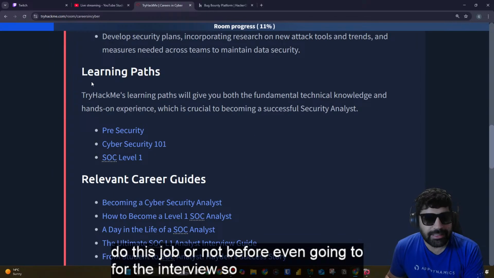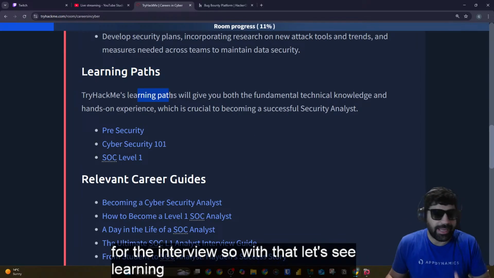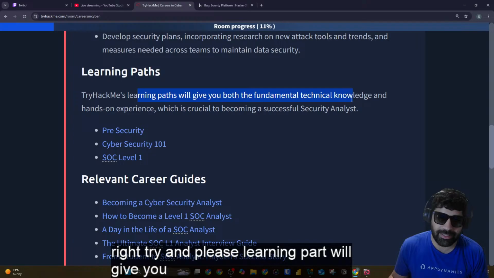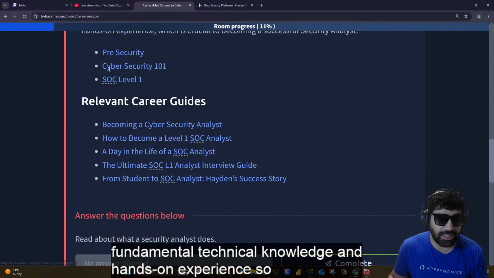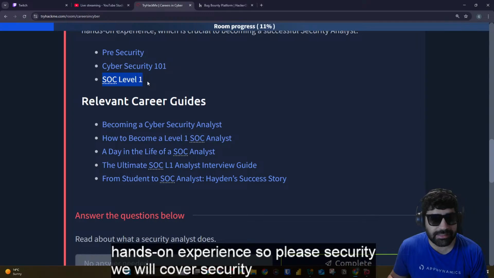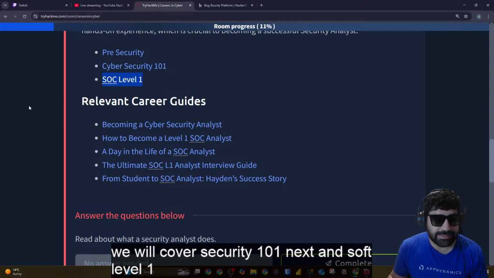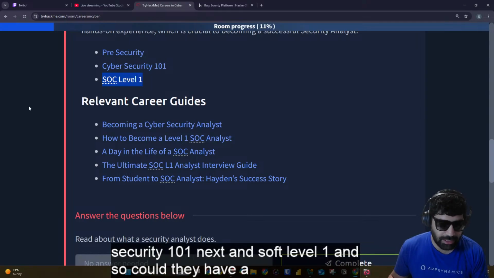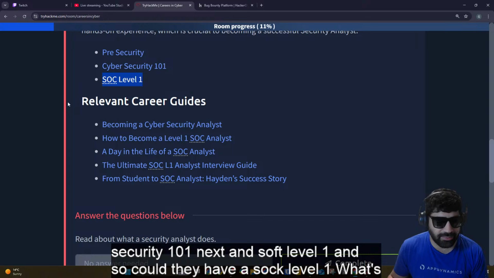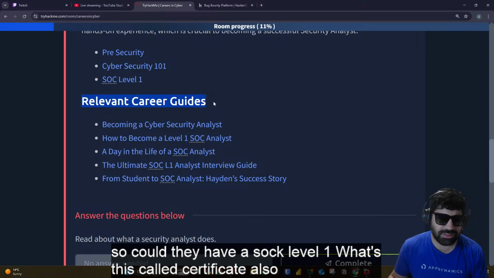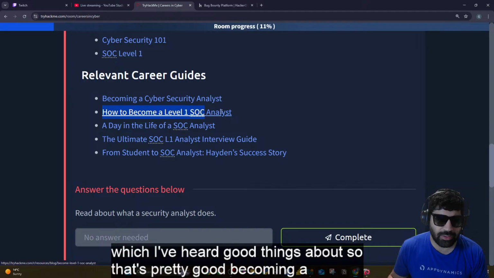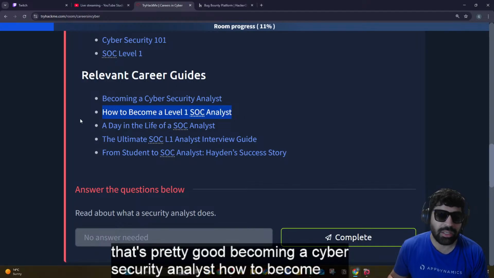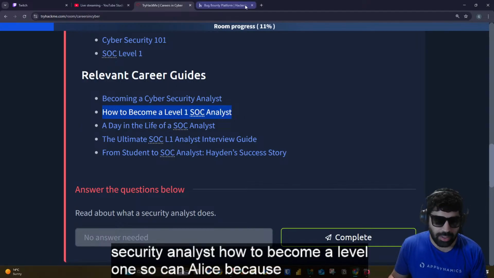So with that, let's see. Learning paths, right? TryHackMe's learning path will give you both fundamental technical knowledge and hands-on experience. So pre-security, we will cover Security 101 next, and SOC Level 1. They also have a SOC Level 1 certificate, which I've heard good things about. So that's pretty good. Becoming a cybersecurity analyst: how to become a Level 1 SOC analyst, because in SOC, right?